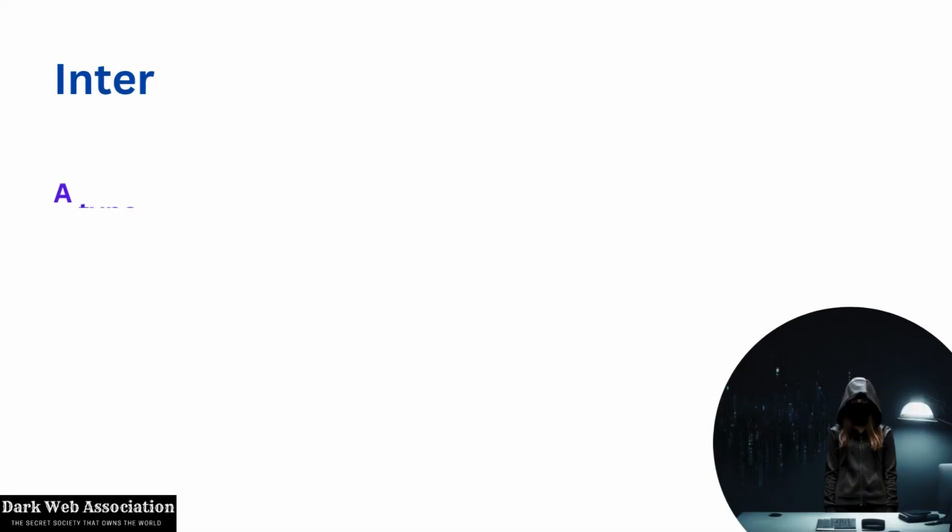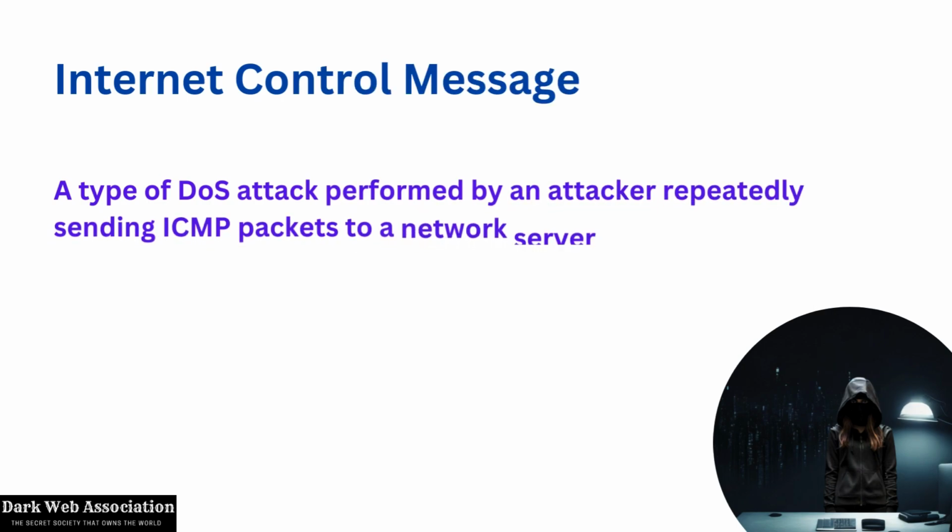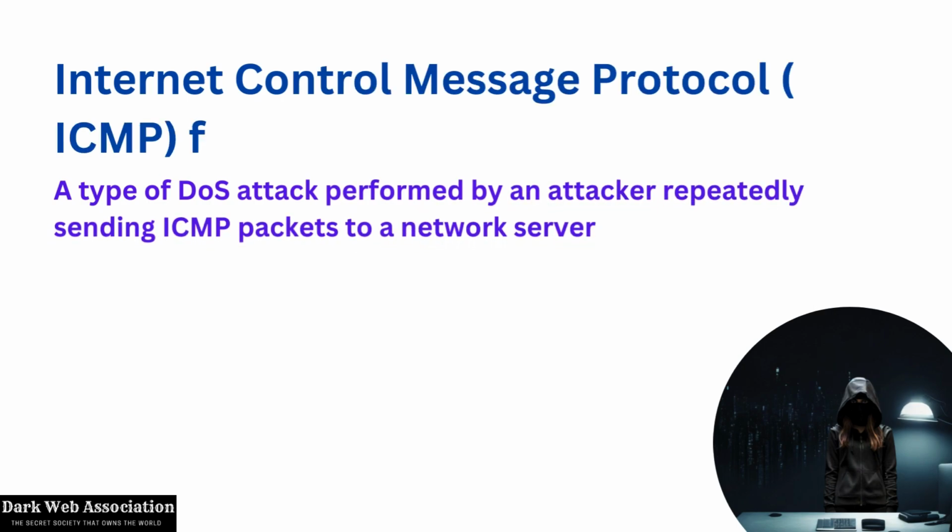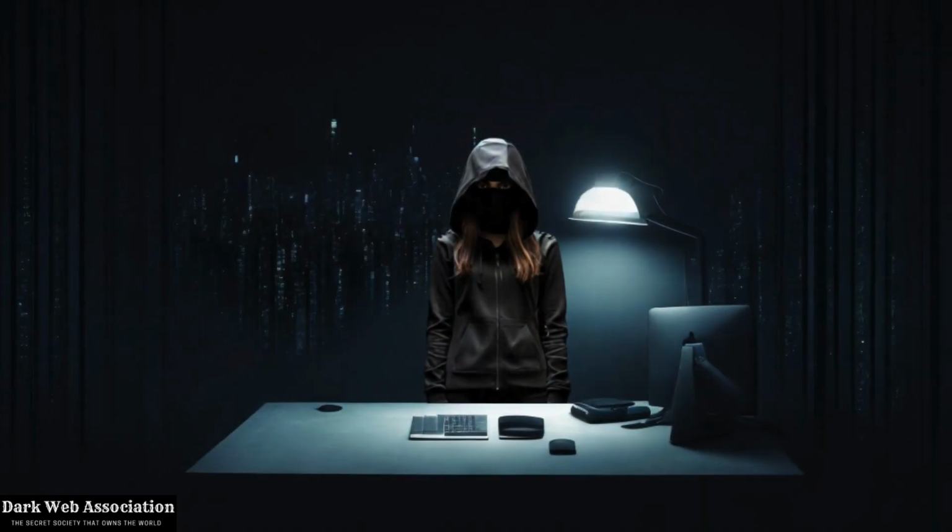An ICMP flood attack is a type of DDoS attack performed by an attacker repeatedly sending ICMP packets to a network server. This forces the server to send an ICMP packet in response. This eventually uses up all the bandwidth for incoming and outgoing traffic and causes the server to crash. Both of the attacks we've discussed so far, SYN flood and ICMP flood, take advantage of communication protocols by sending an overwhelming number of requests. There are also attacks that can overwhelm the server with one big request.